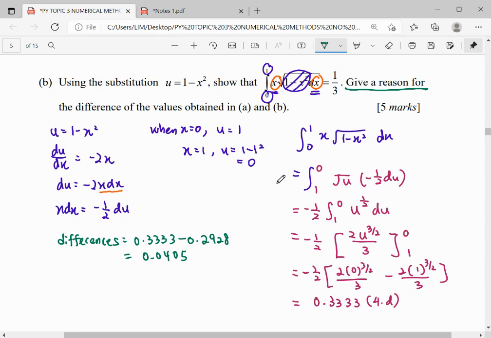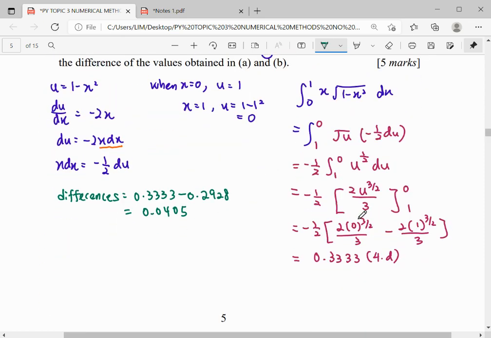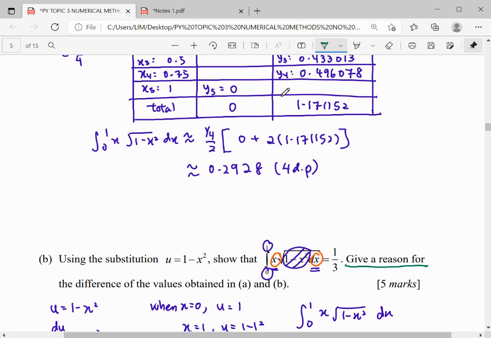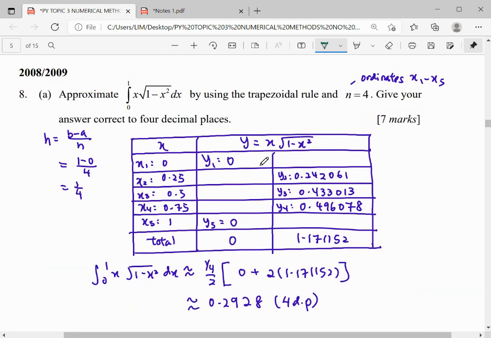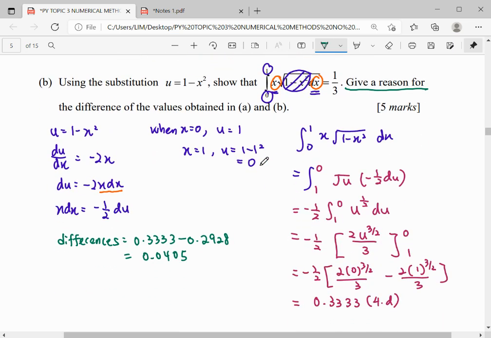Just now, what we did is the trapezoidal rule. So this is not the exact value. This is an approximation value only. But this one is direct integration, so of course this will be the exact value. So both methods have a difference, most probably because of the concept of the method. This method is an approximation method, so that's why we obtain a difference here.